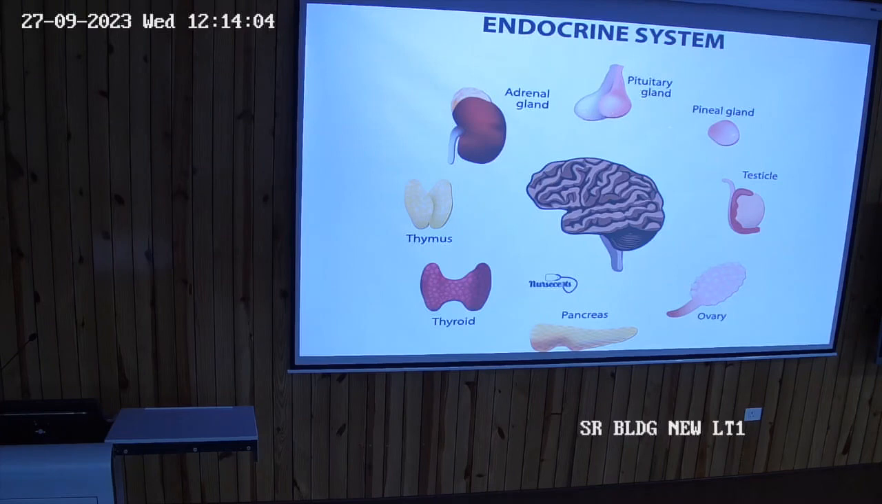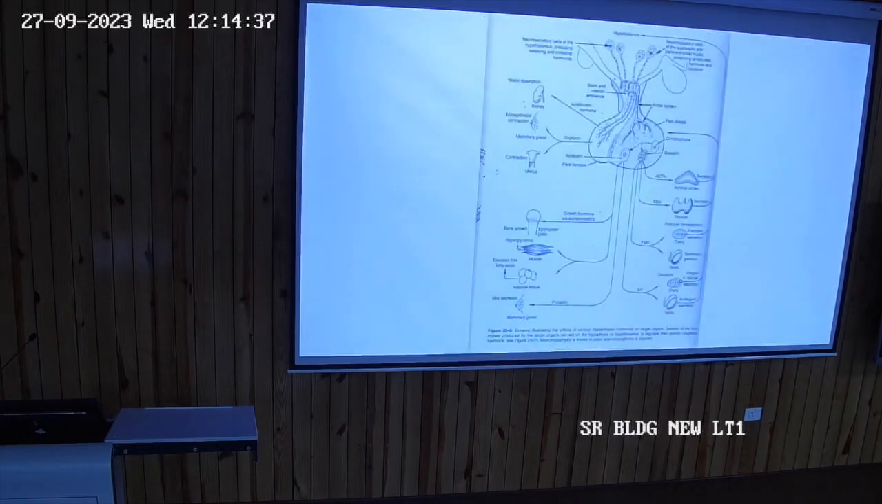See, this is the pineal gland, which is again present in the brain, and these are the testes, and this is the part of the ovary. And look here, the pancreas, thyroid gland, and thymus. Thymus is also important during fetal life and part of childhood, but in adolescence it regresses. All right. Now see the pituitary gland. Look at this diagram. As I told you previously, the pituitary gland consists of two parts.